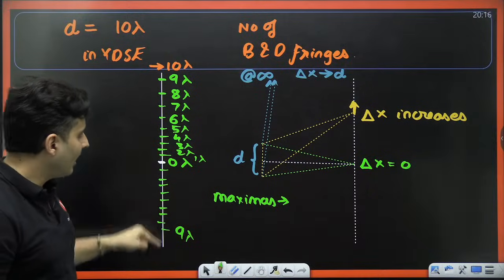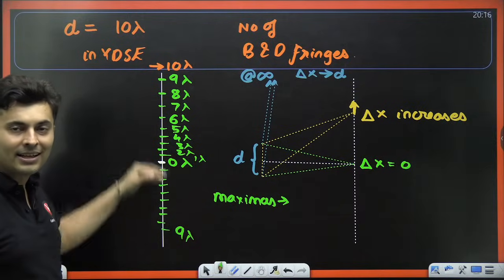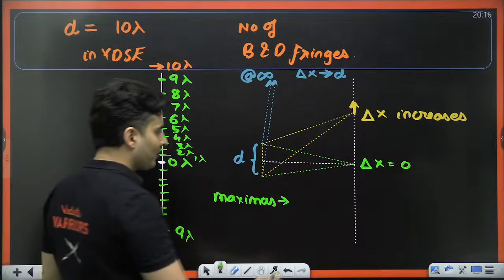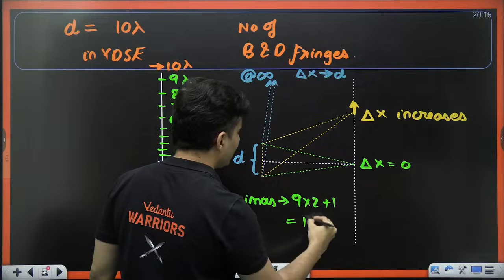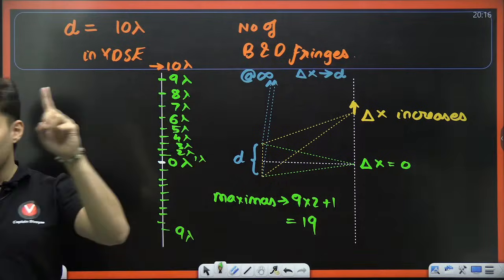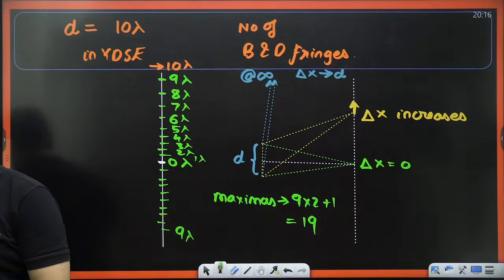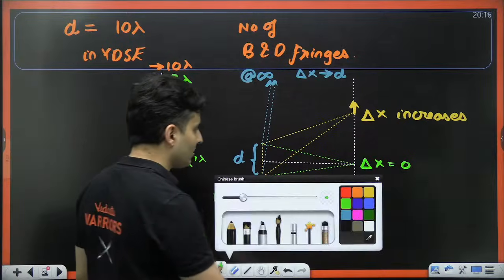9 over here, 9 over here, and 1 more at the center. 9 2s are 18 plus 1. 9 into 2 plus 1. How much is it? 19. So 19 maximas, or bright fringes, is what you will get.